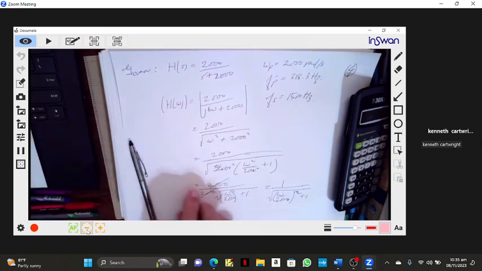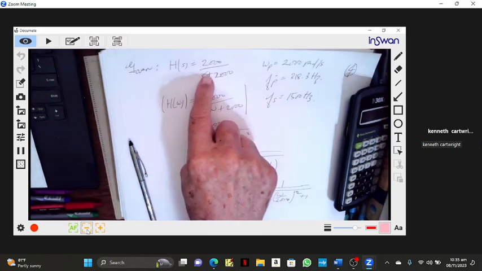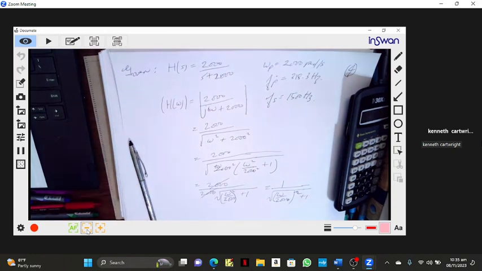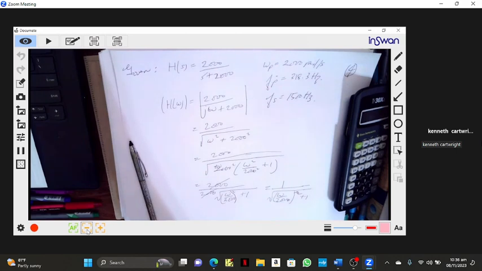I'm showing you how the magnitude given in the book just comes from the magnitude of the transfer function. Nothing new there. We're calculating the magnitude of the analog filter because we want to compare it to the magnitude of the digital filter that we will design momentarily.